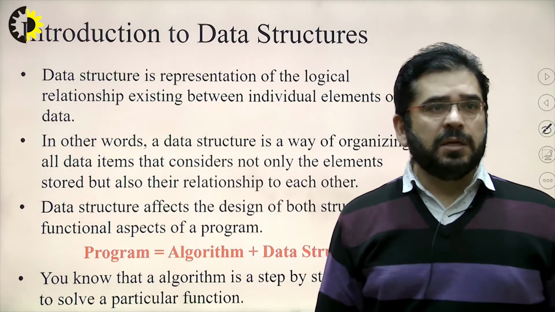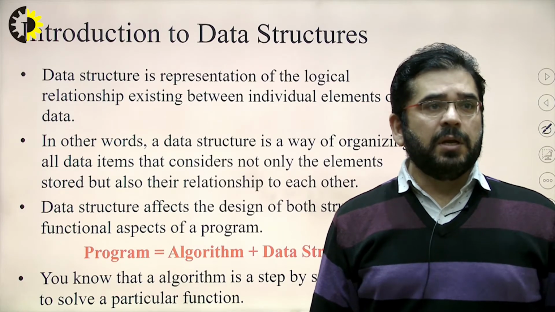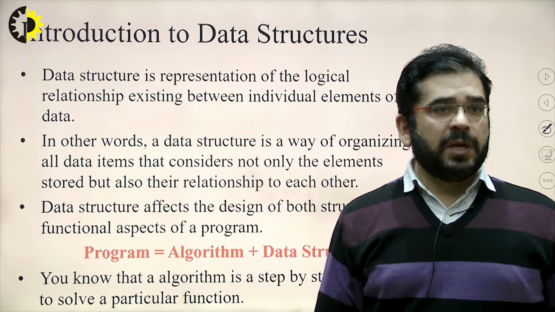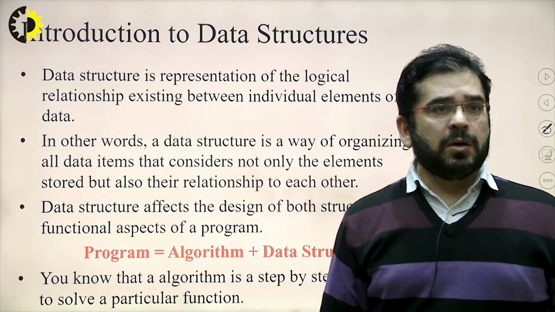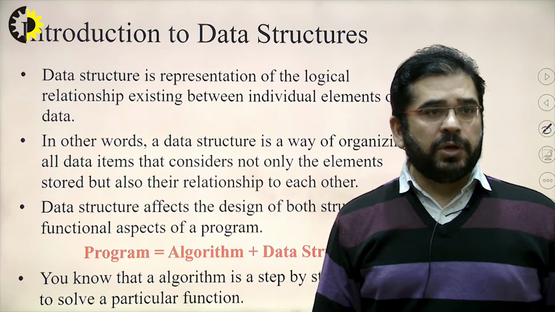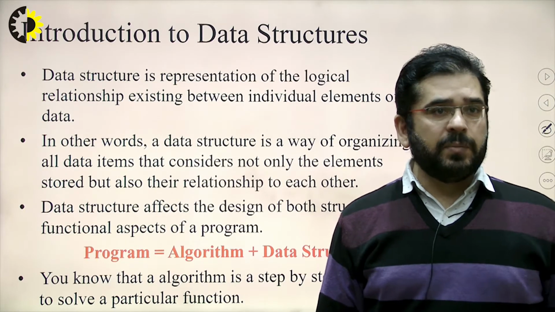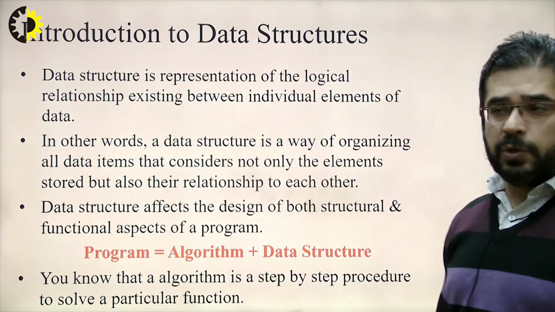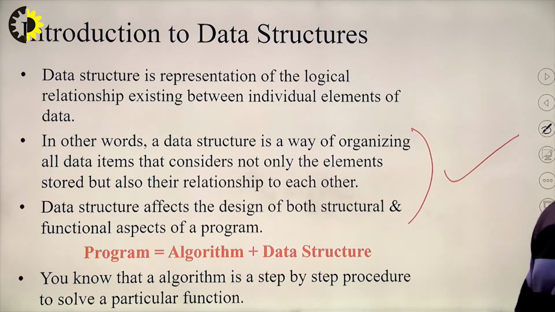So, data structure is representation of the logical relationship existing between individual elements of data, like my name consists of my first name, my last name. Similarly, the first name consists of different alphabets. So, it is a combination of individual elements. In other words, we can say a data structure is a way of organizing the data items that considers not only the elements stored, but also their relationship to each other. So, data structure basically tells us about the relationship between the data items.